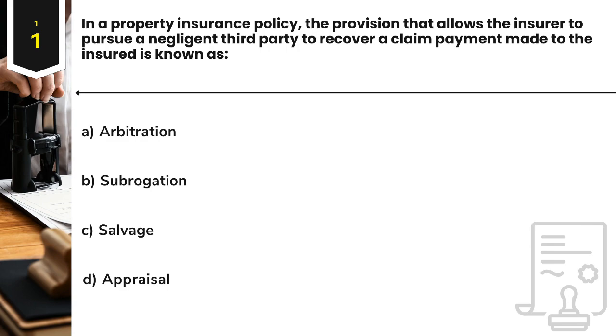Question 1. In a property insurance policy, the provision that allows the insurer to pursue a negligent third party to recover a claim payment made to the insured is known as A. Arbitration, B. Subrogation, C. Salvage, D. Appraisal.